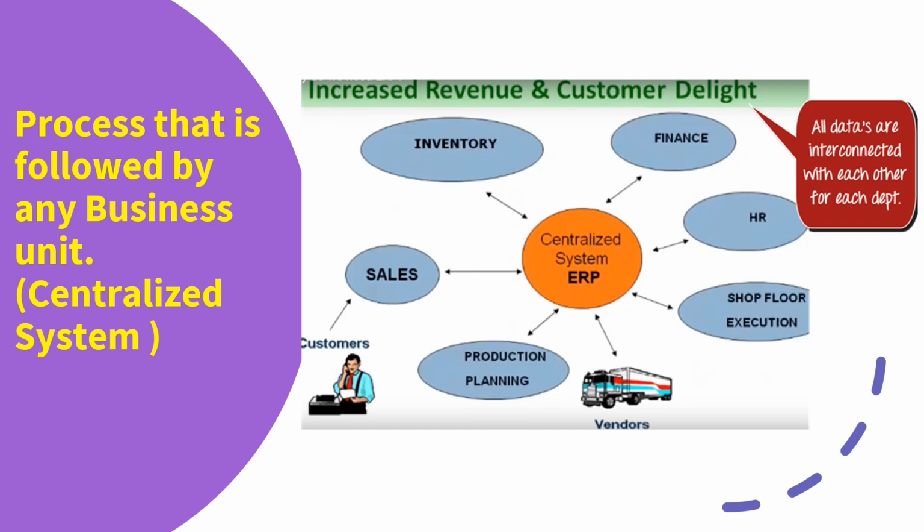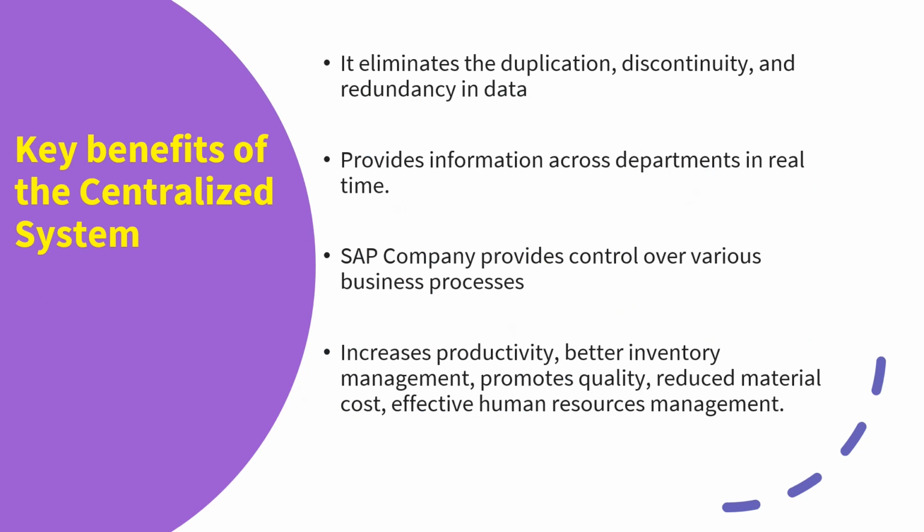In this kind of ERP model, you can see there is no complexity, and all the department updating the data on a centralized system, so there will be no duplication. So let's see about the key benefit or major benefit with the ERP model. So it eliminates the duplication, discontinuity, and redundancy in data. It provides information across department in real time.